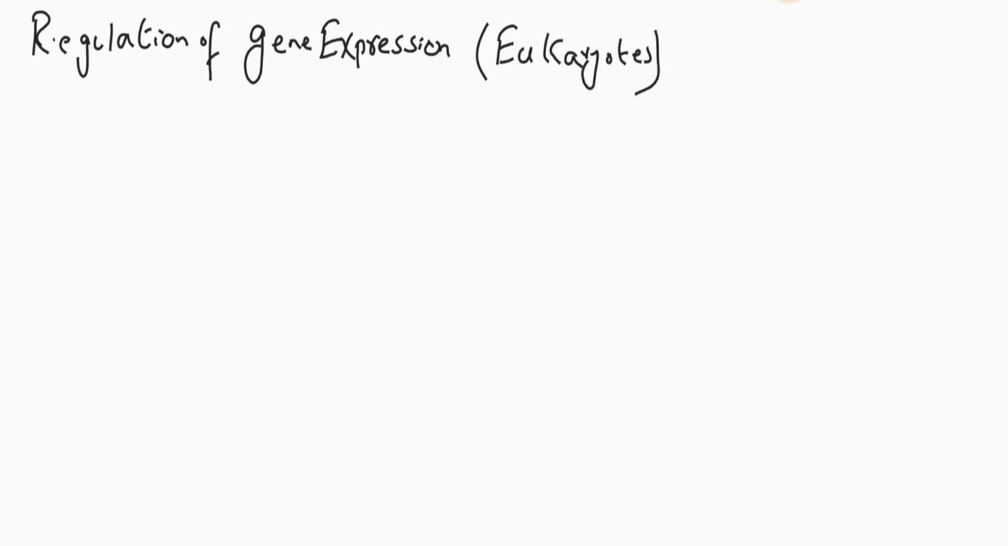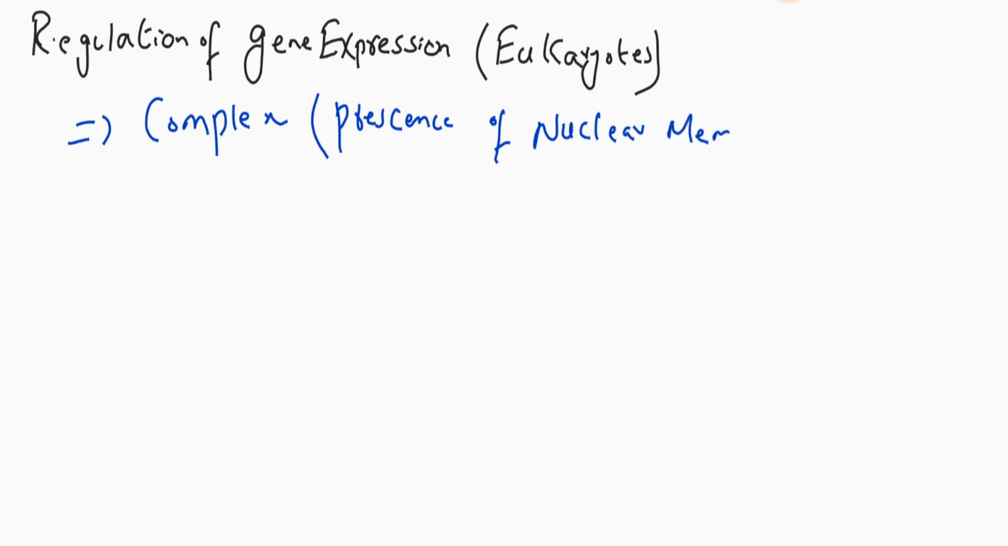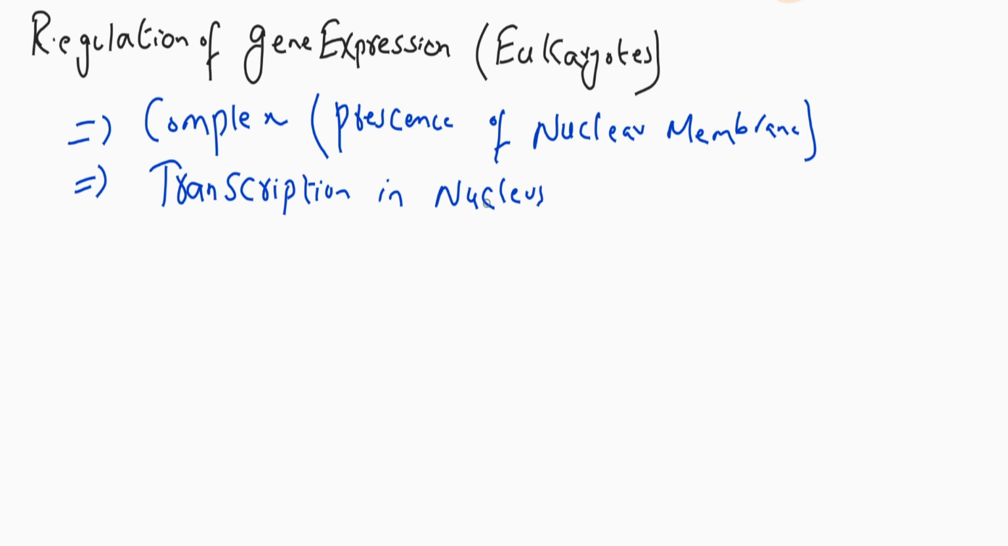The eukaryotic gene expression is more complex than that of the prokaryotes due to the presence of nuclear membrane, and this nuclear membrane separates the translation process from the transcription. The transcription takes place in the nucleus of the cell, while the translation takes place in the cytoplasm.